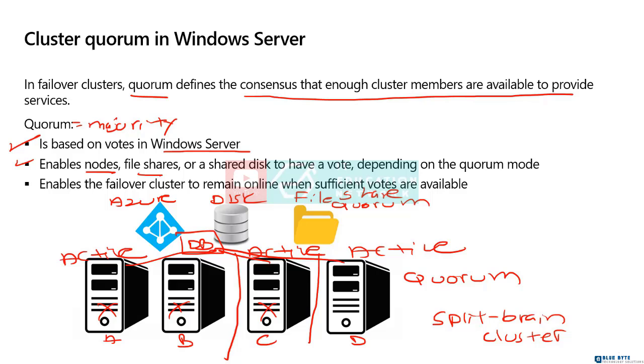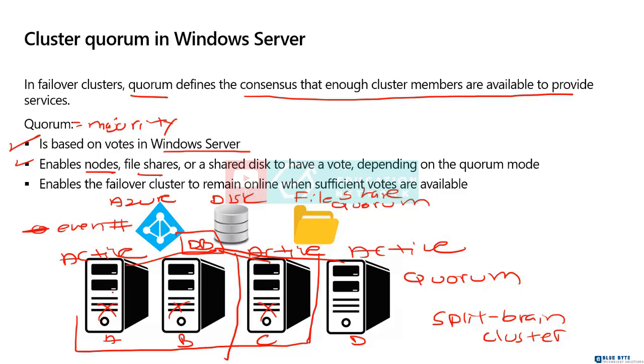But it is to equal a majority. Now, you only need an Azure disk or file share if you have an even number of nodes. If you have an odd number, like let's say your cluster only has 3 servers, then you will never end up in a tie. You will always have a majority one way or the other.